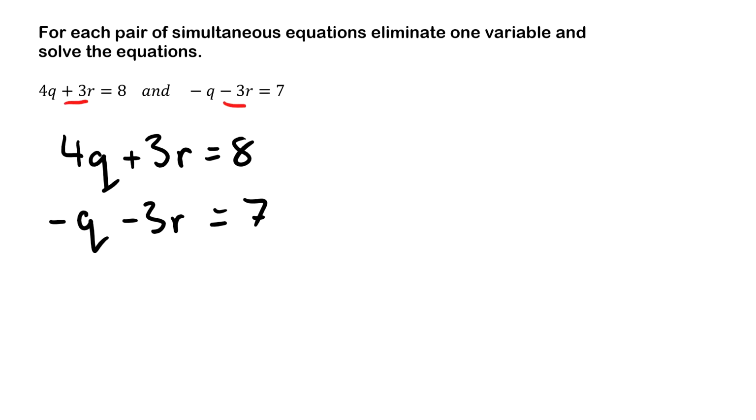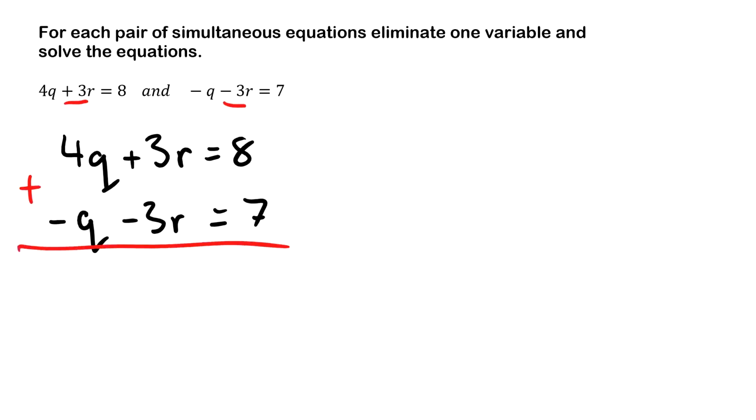Now, if I was to add this together, I would get 3r plus minus 3r, which means 3r take away 3r, so that cancels out. Whereas if I tried to subtract them, I'd get 3r take away negative 3r, which means that's a positive. So we'd end up adding them and not cancelling anything out. So in this case, we're going to add the two equations.